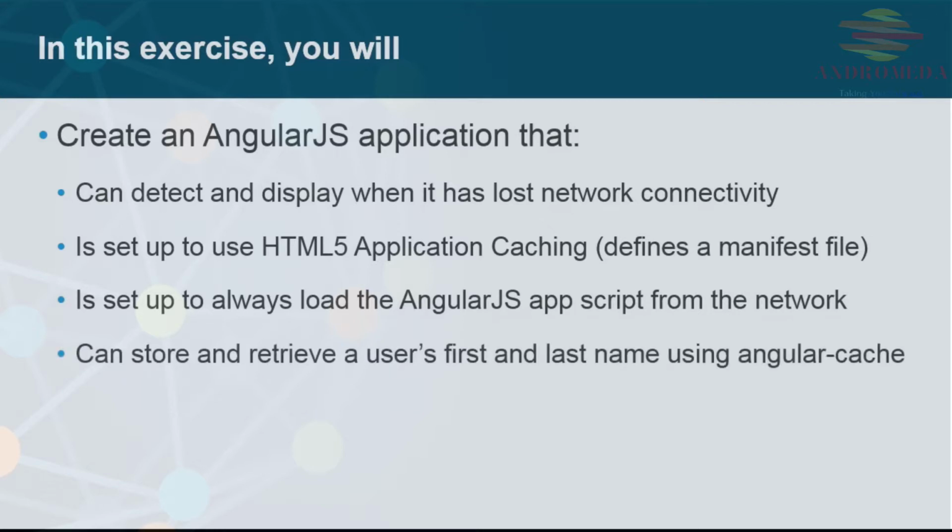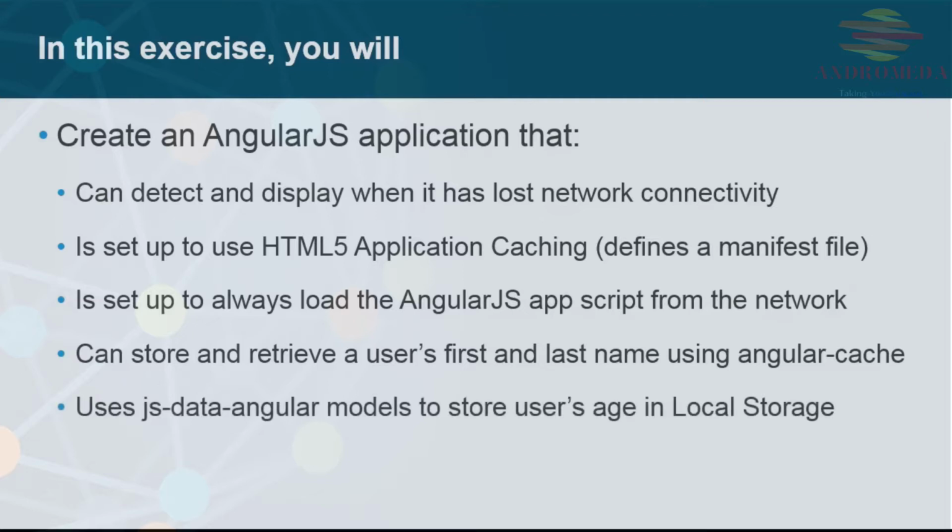This application can also store and retrieve a user's first and last name using the Angular Cache library. And finally, it uses JS Data Angular models to store the user's age in local storage. So pause the video now, perform the exercise, come back and we'll talk about the solution.